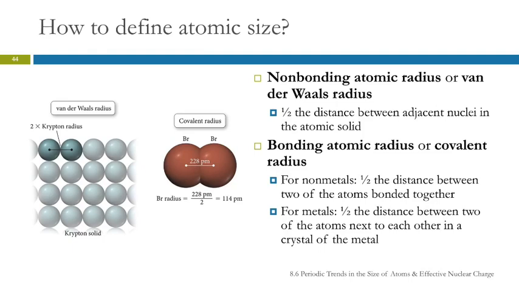If we're looking at metals, then we're going to look at half the distance between two atoms next to each other in a metal crystal, because metals don't form covalent bonds.